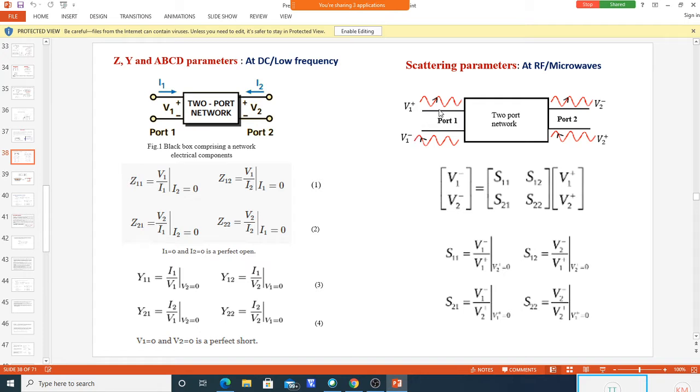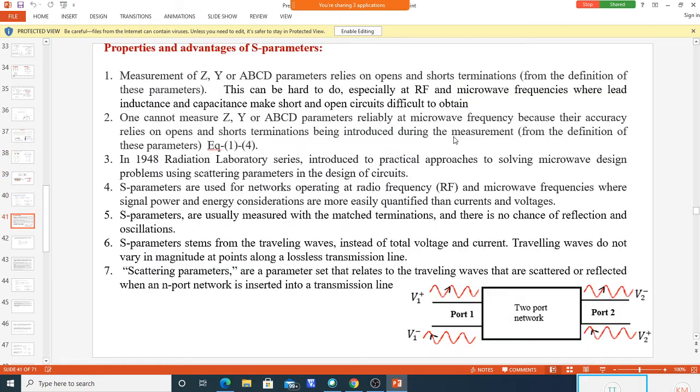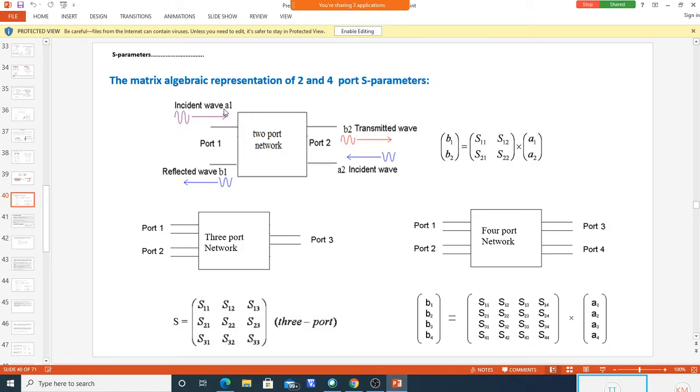But we would always have to use a plus sign and minus sign here to represent the incoming waves and outgoing waves. So instead, incident waves are represented by letter A. Wherever A is there, that represents the incident wave, and the subscript represents the port number. So A1 means it is an incident wave at port 1. Similarly, A2 means it is an incident wave at port 2.